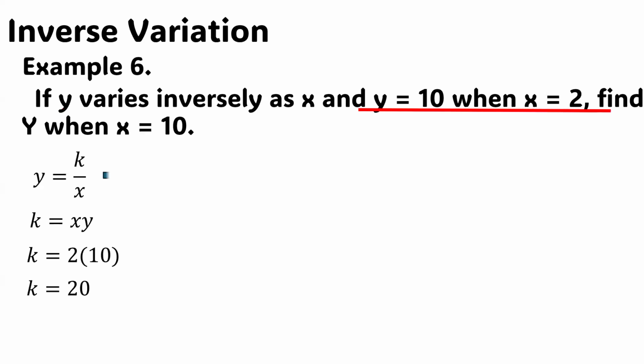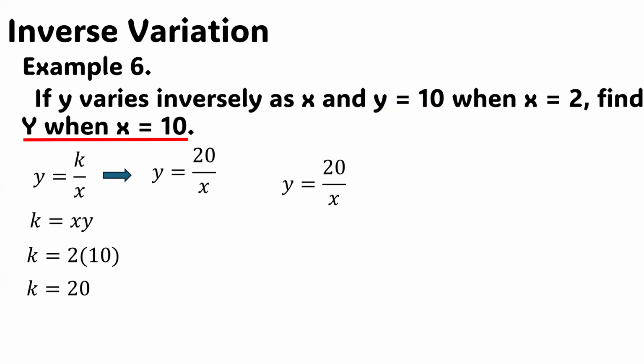So yung 20, babalik tayo dito sa ating general equation and substitute the value of k, which is equal now to y is equal to 20 over x. Now let's find the value of y. Diba? Y daw, find y when x is equal to 10. So hanapin natin. Gawin na natin yung x, 10. So 20 divided by 10, therefore y is equal to 2. Okay? So yan yung ibig sabihin nun.